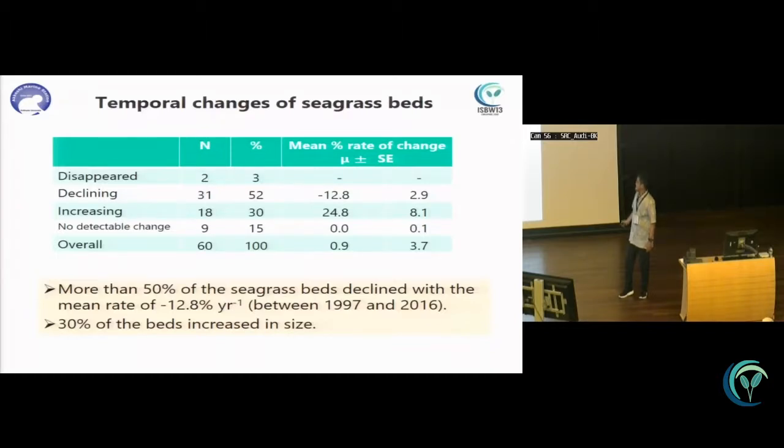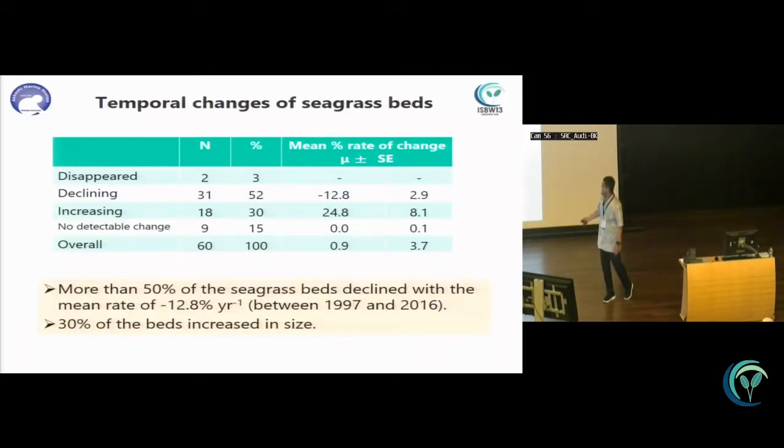Within 60 records, nearly half of the seagrass beds are declining, with more than 10% change. Whereas 18, that is 30% of the beds, are increasing. That may be good news. And 15 show no detectable change. Also, two beds disappeared. For the declining beds, the mean decreasing rate is minus 12, nearly 30%. That is much higher than the previous report of worldwide statistics by Waycott.